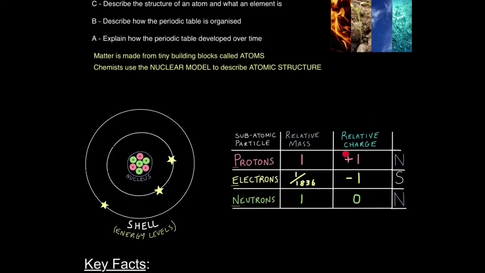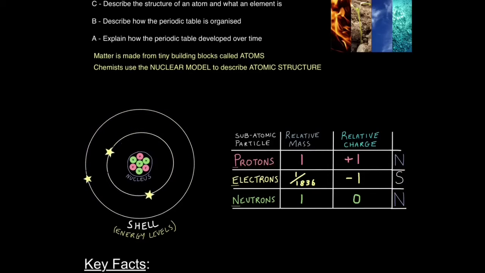Next is the idea of charge. Protons have a +1 charge, electrons have an equal and opposite charge of -1, and neutrons have no charge at all. Think of charge a bit like magnetism. Two positives will repel each other, but positives and negatives will attract each other. That's really all you have to take from this idea of charge. Similarly, two electrons will also repel each other because they both carry a negative charge. So alikes repel, opposites attract. And also, please remember that protons are found in the nucleus, neutrons are found in the nucleus, but electrons are found orbiting the nucleus in the shells.